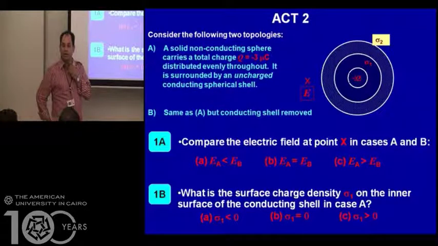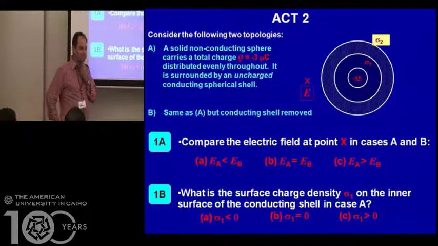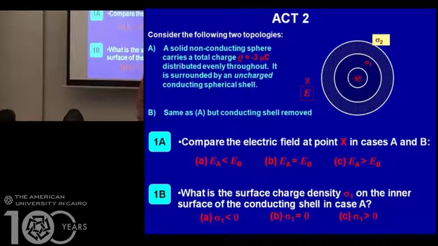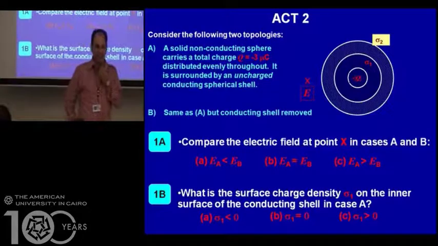Why is it B? By the way, in the exam, if you give me an answer and you do not explain, it's exactly as if you don't answer it.